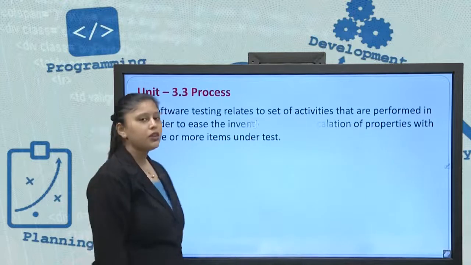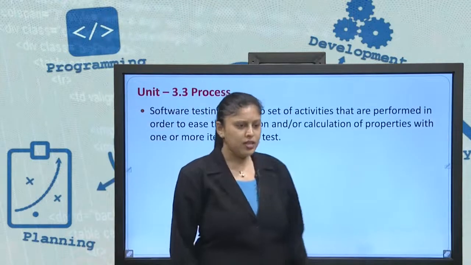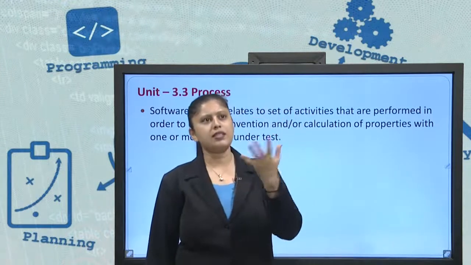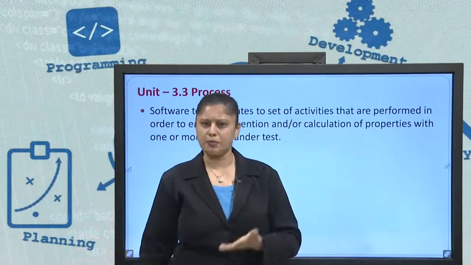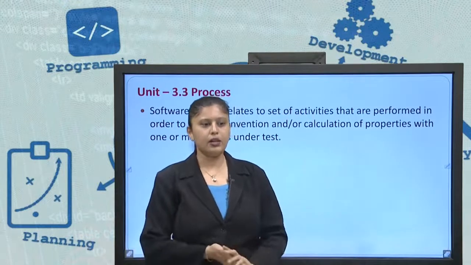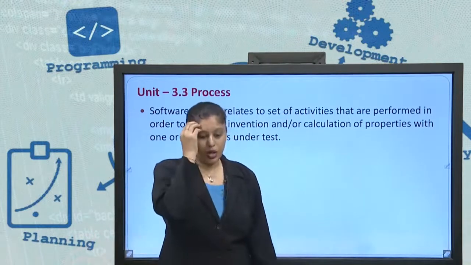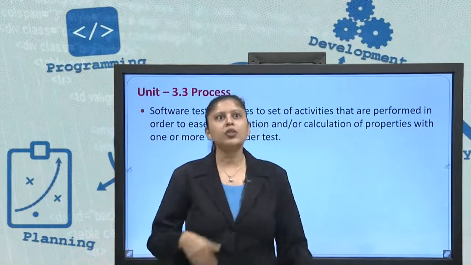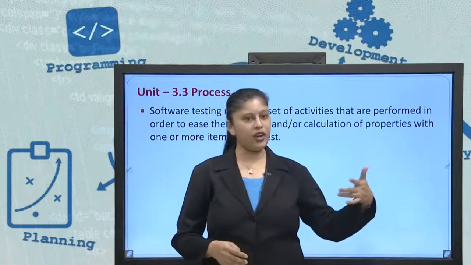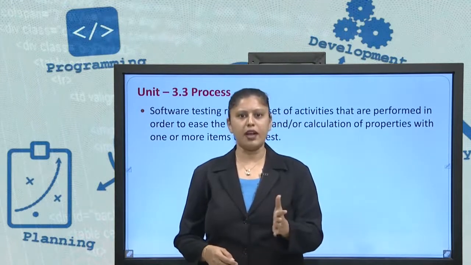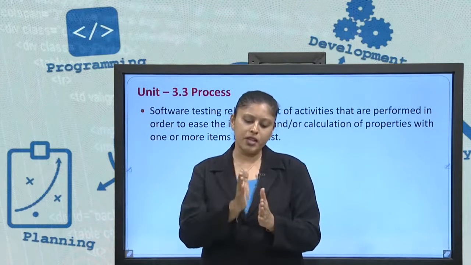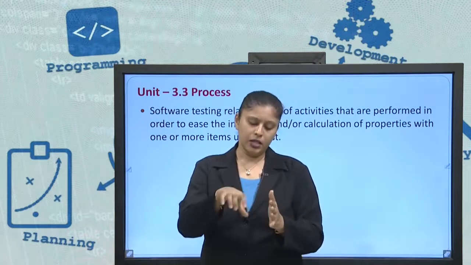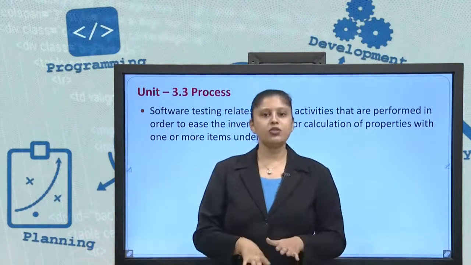Let us see 3.3, which is process. When somebody tells you about process, usually we understand that a process is something that has certain steps. For example, consider the process in the examination hall. When you go to the examination hall, you find your number where you are going to sit on a particular bench. Your roll number or enrollment number is pasted there on the bench, and on that bench only you sit.